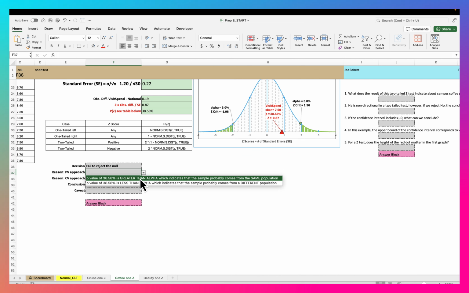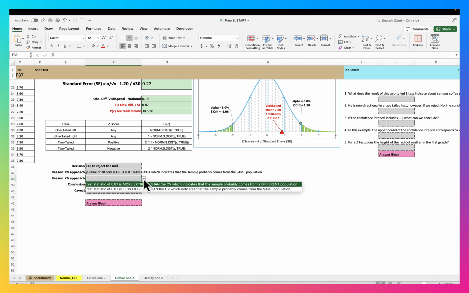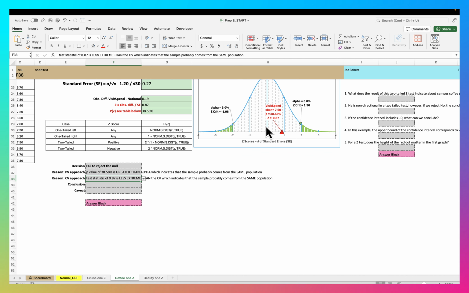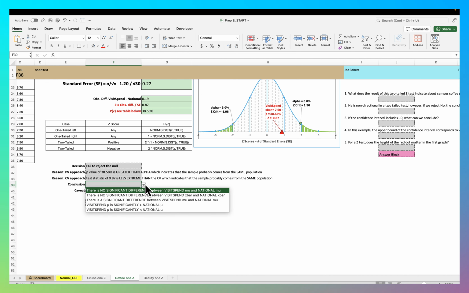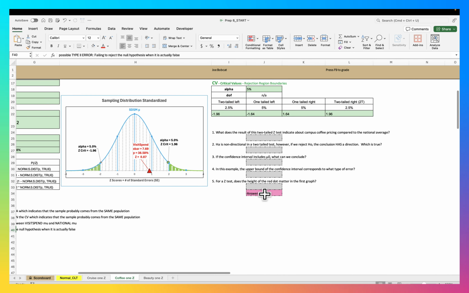And the problem is that our p-value is much greater than alpha, which means they probably came from the same population. And we're less extreme than the critical value, right? 0.87 is less extreme than 1.96, so we're less extreme than the critical value. We're closer to 0. And so the conclusion is that there is no significant difference, right? We failed to reject the null. And the caveat is that we might be committing a type 2 error. In other words, we might be failing to reject the null when in fact it is actually false, but we're going to take that chance, and we're feeling pretty good about it.